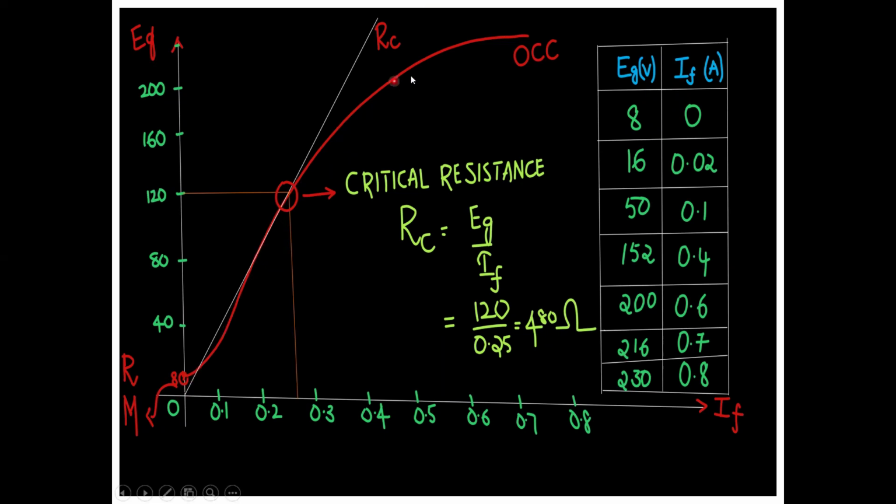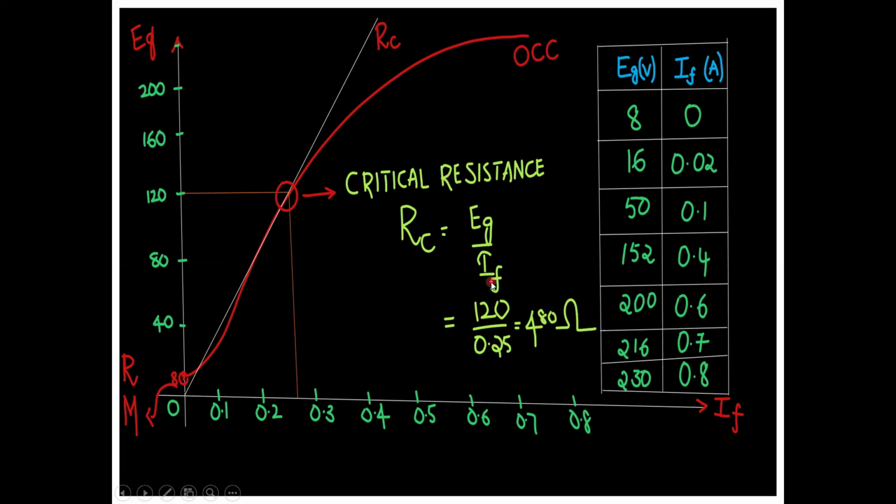This red colored curve may be called the open circuit characteristics. In order to obtain the critical resistance, I just want to draw one tangent to this open circuit characteristics curve. Then I can identify these two points. This y-axis value is 120 volts, and this x-axis value is approximately 0.25. That is V equal to IR, so R is equal to V by I. Then 120 divided by 0.25 is equal to 480 ohms, which is our critical resistance.